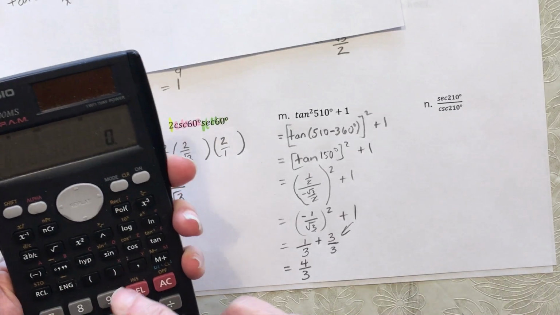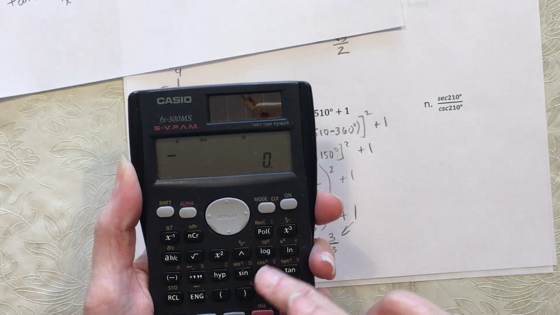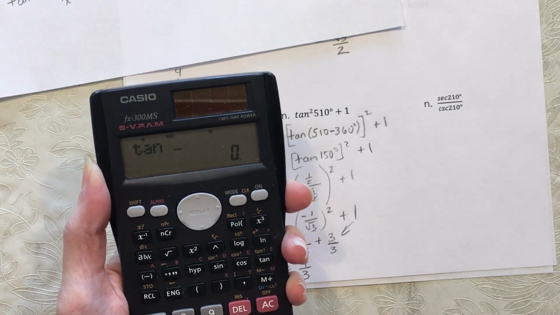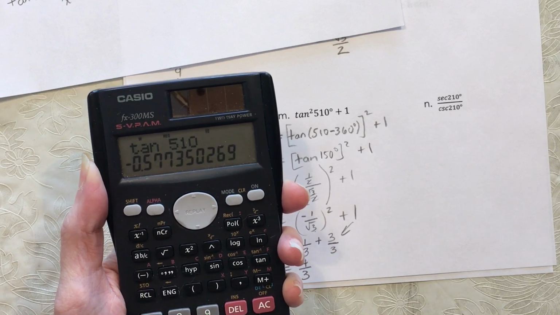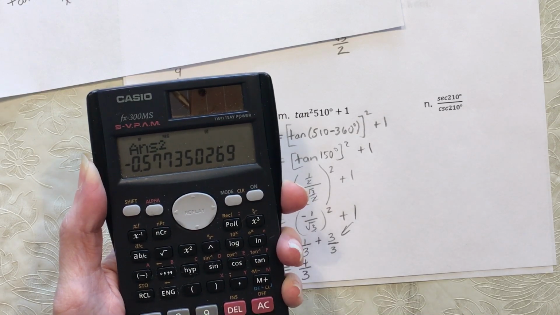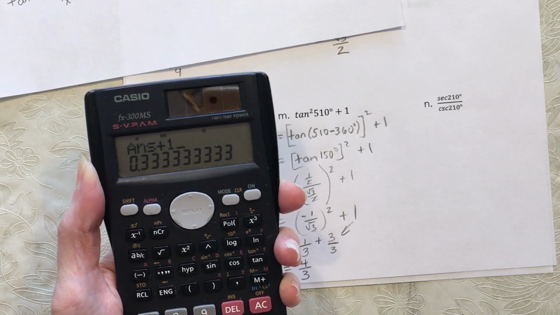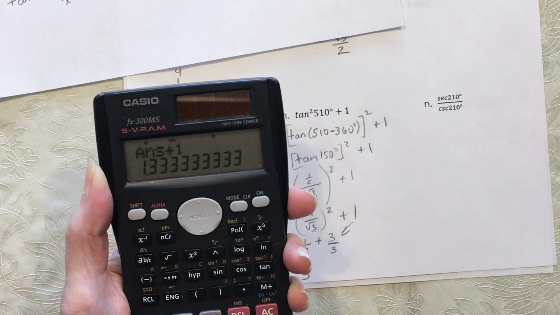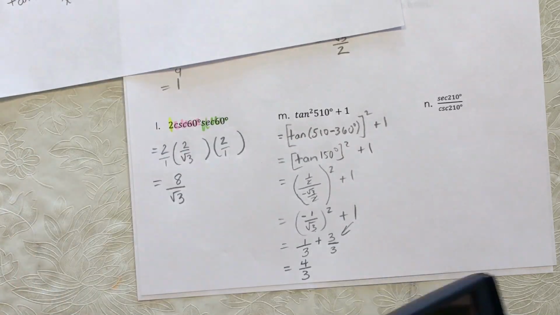And we can try that out on our calculator. So we would try tan of 510, press equals, and then square that, and then add 1. We get 1.333333 repeating, which is 4/3.